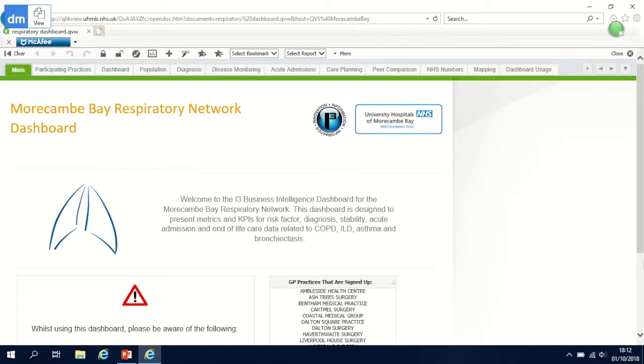The respiratory dashboard relies on GP practices agreeing to share data with the EMIS Community Data Warehouse, and I'm hoping I can convince you that the surgeries themselves, as well as the system, have many benefits to be gained from sharing data in this way.